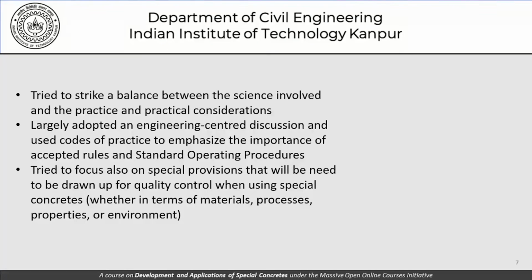our central theme. How will we do quality control when we are using fiber reinforced concrete or using shotcrete or underwater concrete or self-compacting concrete, roller compacted concrete? So the special provisions that will have to be brought in, and how the existing provisions, or normal provisions, or provisions for normal concretes, how they need to be adapted.